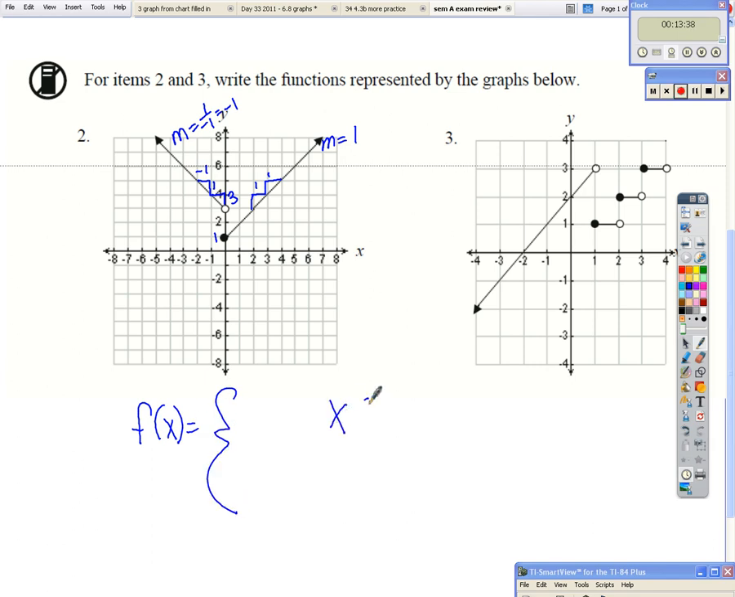when x is less than 0, I know it's not or equals because of the open circle here. My equation is negative x plus 3. And when x is greater than or equal to 0, my equation is x plus 1.